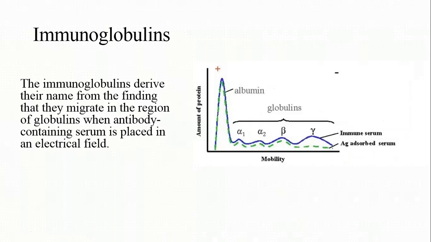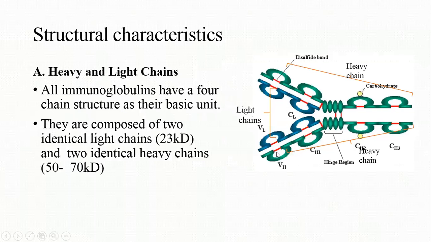Immunoglobulins derive their names from the finding that they migrate in the region of globulins when antibody-containing serum is placed in the electrical field. When this serum is placed in the electrical field, the albumin portion gives one peak, whereas the globulin portion gives different peaks. There are several globulins in the serum, and on the basis of the globulin type present, the immunoglobulins get their name.